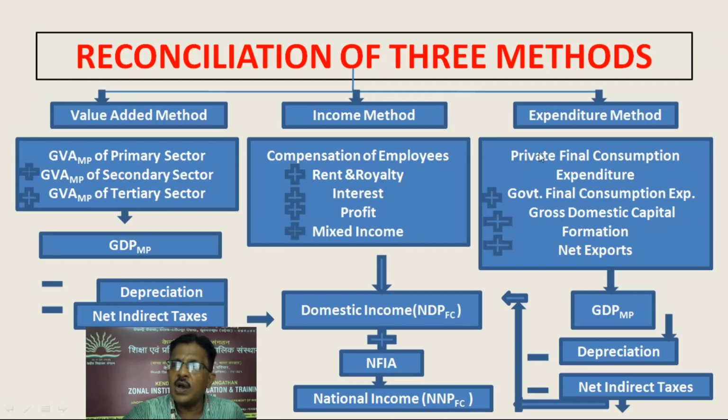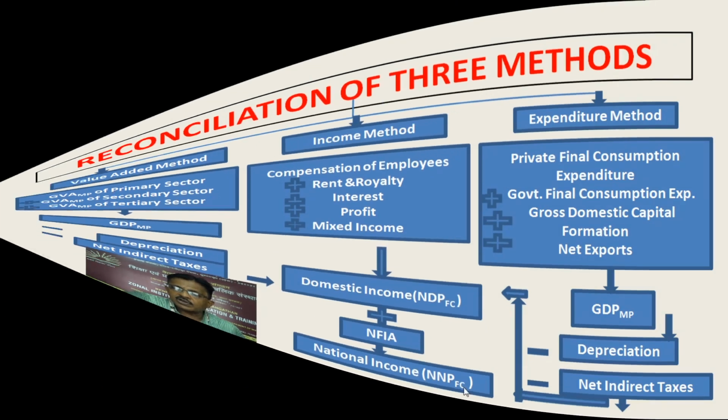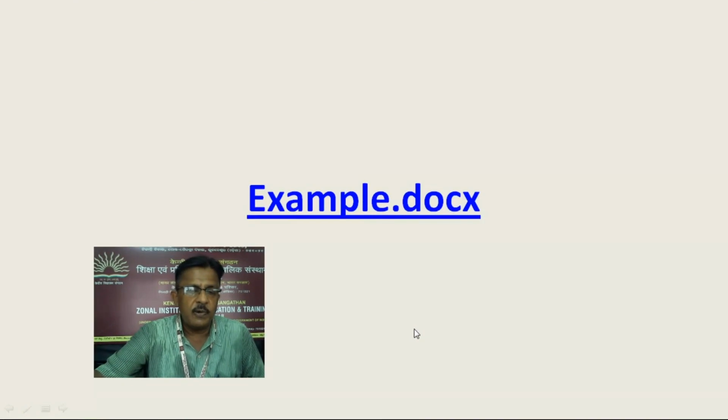In the expenditure method, we add all the components of the expenditure, that is private final consumption expenditure, government final consumption expenditure, gross domestic capital formation and net exports, all the components in the expenditure method to get the GDP at market price. So from GDP at market price, if we deduct depreciation and the net indirect taxes, we get this NDP at factor cost. To NDP at factor cost, if we add this NFIA, we get this NNP at factor cost, that is the national income. So like this, we can have a reconciliation of all these three methods to get this national income or net national product at factor cost. See examples to clarify some doubts.